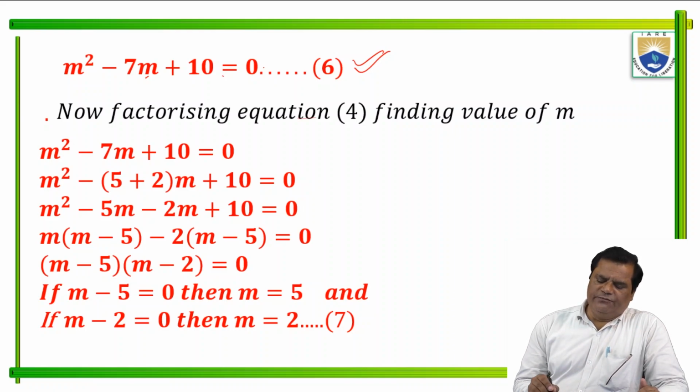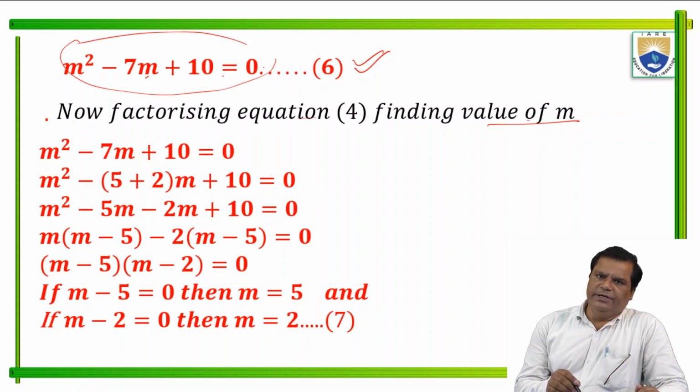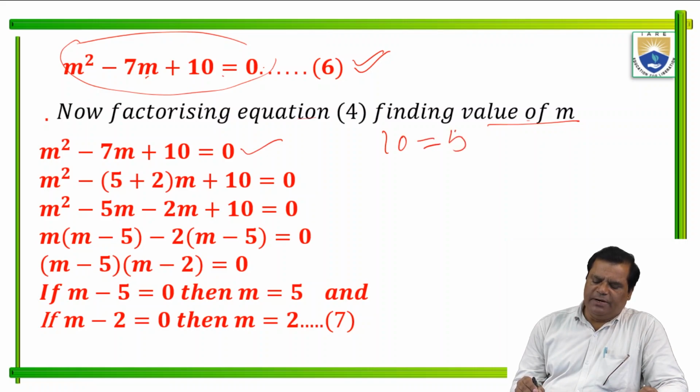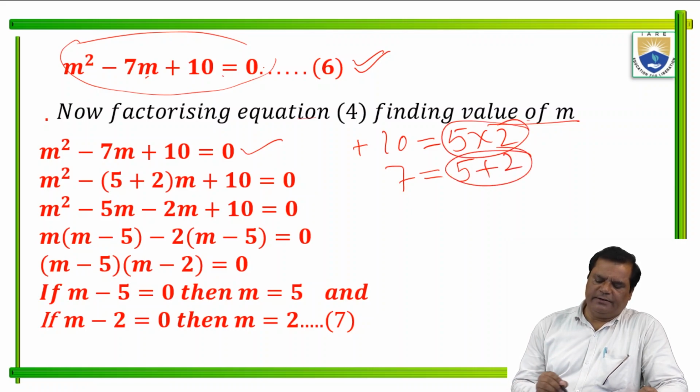So now we factorize the equation to find the value of m. Here equation 6 is a quadratic equation, and we can factorize it. So m square minus 7m plus 10 equal to 0. Factors of 10 are 5 multiplied by 2, and here the middle term is 7, so 7 is 5 plus 2. So this factor is applied here: m square minus 5m minus 2m plus 10 equal to 0.